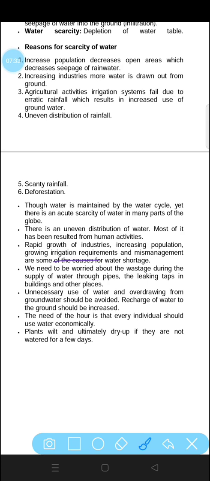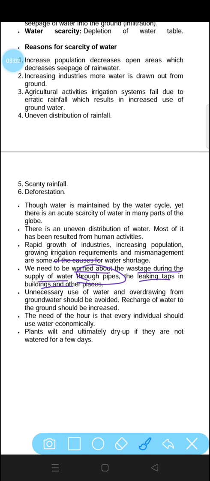Next, we need to be worried about the wastage during the supply of water through pipes. Generally what happens is there is leakage in some pipe and we do not get it repaired because we don't value the water which is being wasted by that leakage, because even a single drop of water wasted from a leakage can result in a very large loss. The leaking taps in buildings and other places.